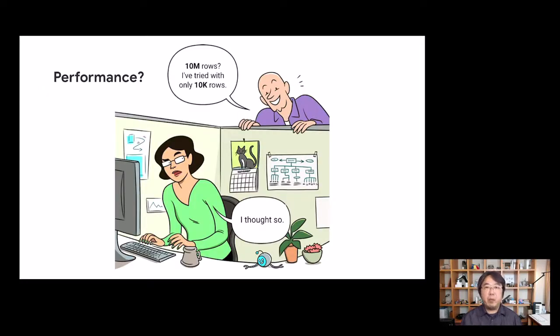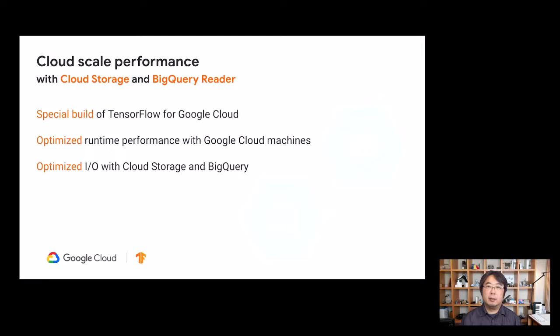And what about performance? Maybe data scientists would test with 10K, 10,000 loads, but usually data scientists' POC code is not optimized for handling production-level training data. But the ops team has to think about that. So this is where you can get benefits from TensorFlow Enterprise.